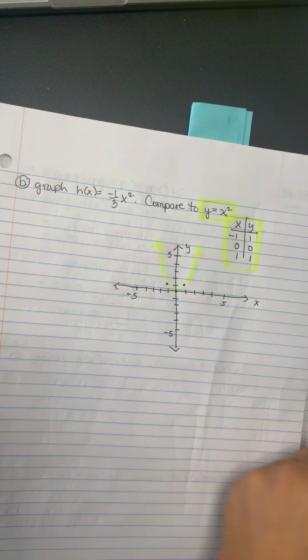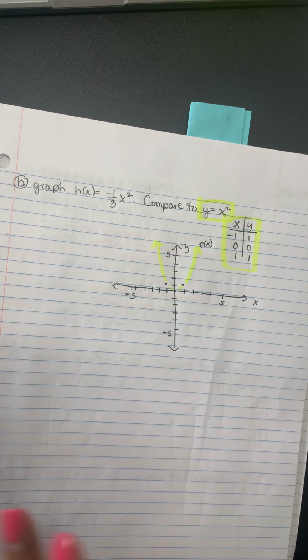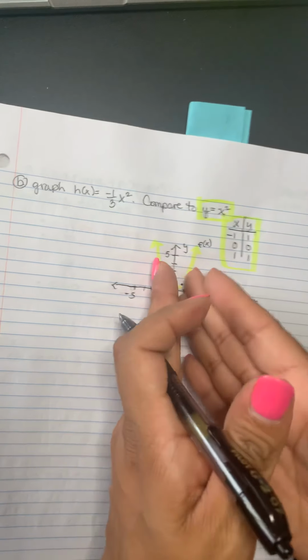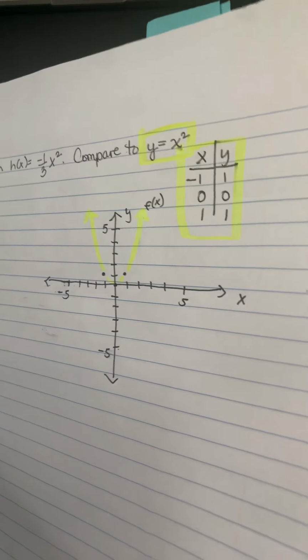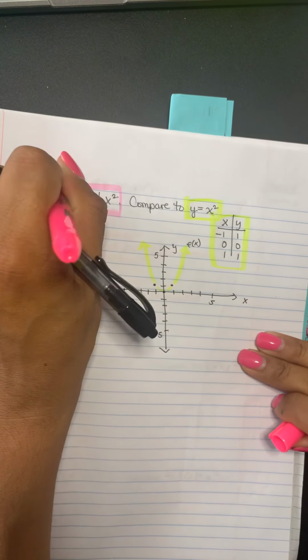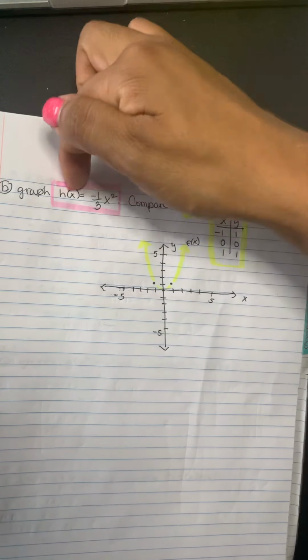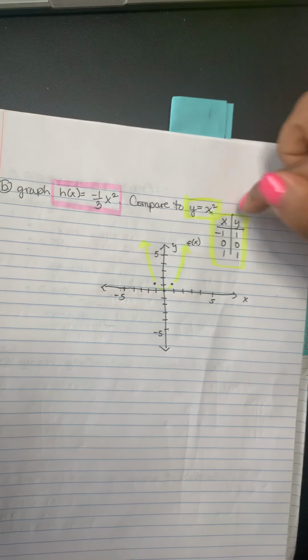There's f of x. You can also label it if you like. If you're not color coding it, that's fine if you're not using any highlighter. I'm just trying to show you that all of this belongs to the parent function. Okay, and what color did I use? Pink? All right. H of x, again, it's just another name. We're comparing this pink graph to the yellow graph.